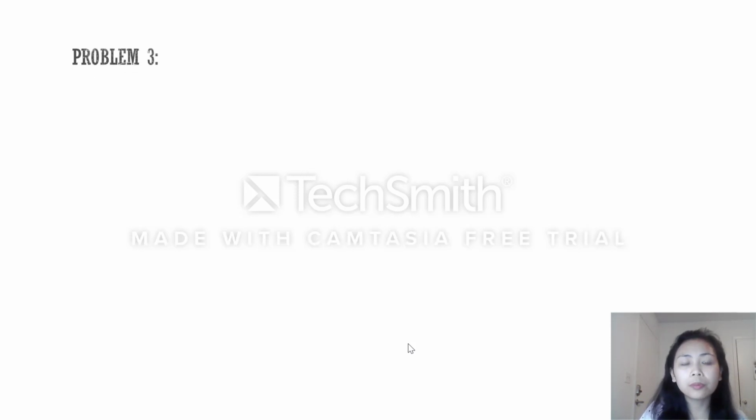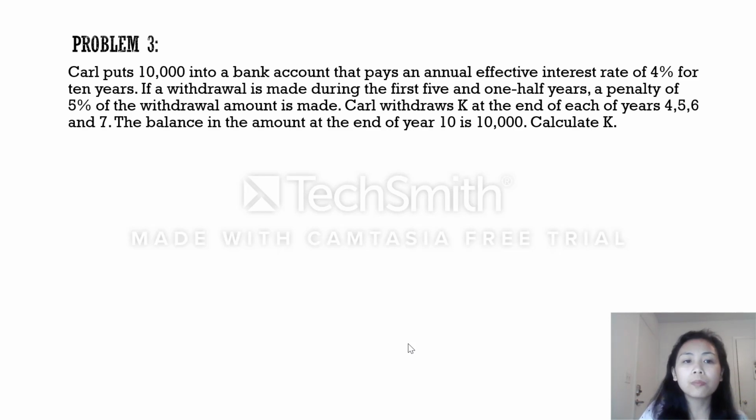Next, problem number 3. Carl puts $10,000 into a bank account that pays an annual effective interest rate of 4% for 10 years. If a withdrawal is made during the first 5 and a half years, a penalty of 5% of the withdrawal amount is made. Carl withdraws K at the end of each of the years 4, 5, 6, and 7. The balance in the account at the end of year 10 is $10,000. Calculate K.